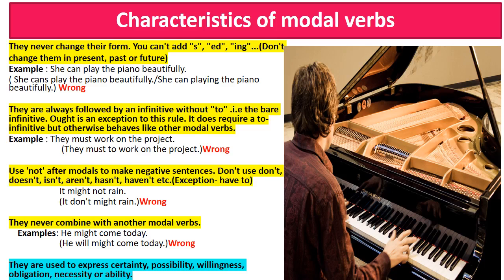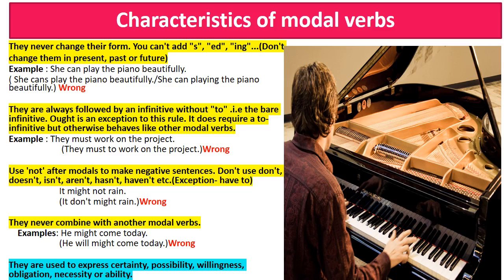Now students, let us see some characteristics of modal verbs. Modal verbs never change their form. You can't add s, ed or ing. Don't change them in present, past or future. For example, she can play the piano beautifully. This is the correct sentence. You cannot write it as she cans play the piano beautifully or she can playing the piano beautifully. This is totally wrong.